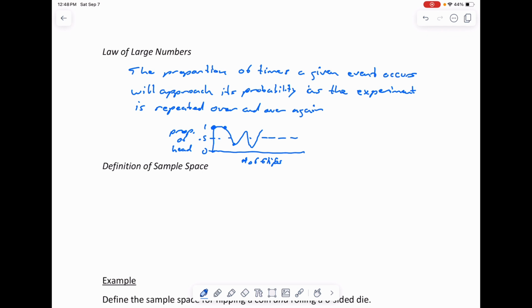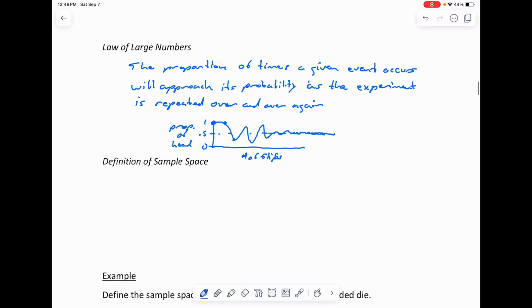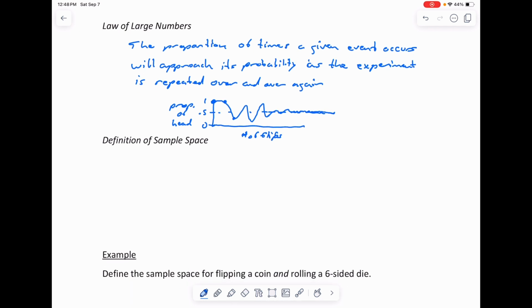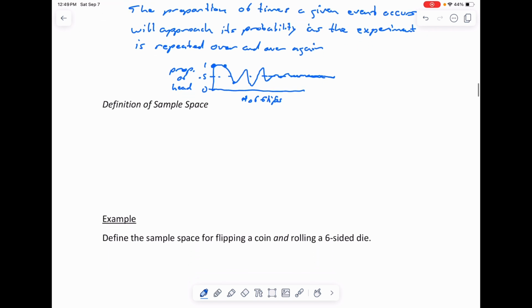This is going to go all over the place. But eventually, as we do this more and more and more, the probability starts to settle in at its true probability, in this case 50%. So that's just the idea of the law of large numbers, the idea that we've been talking about over and over again in the last few minutes, of repetition. All right, so that brings us now to sample space.